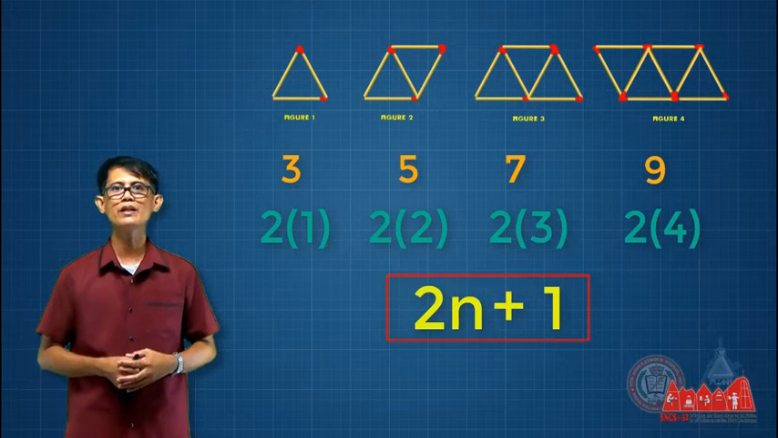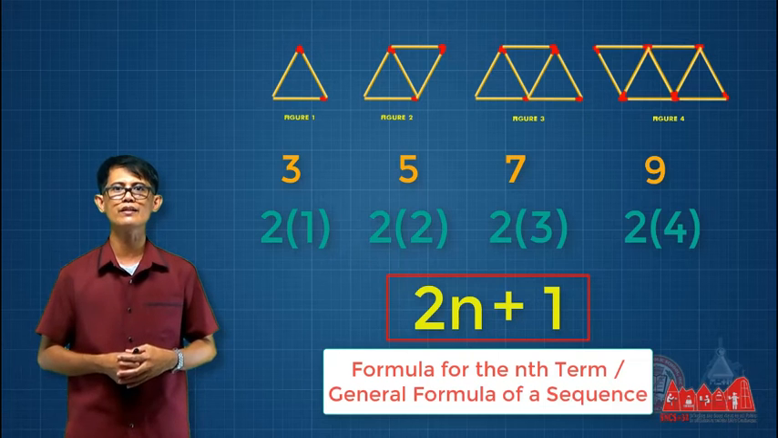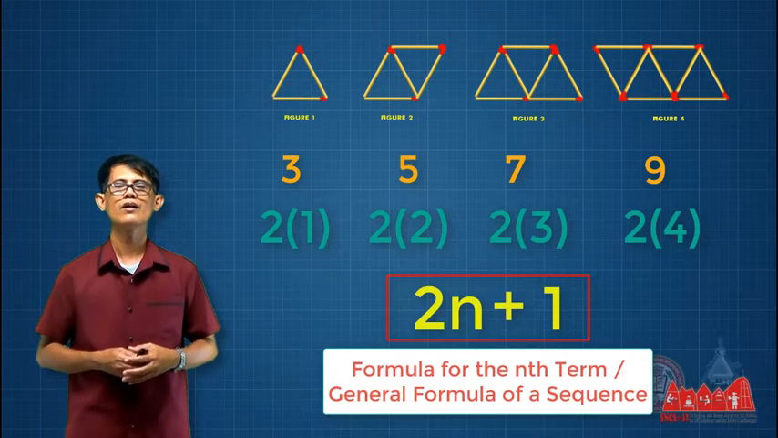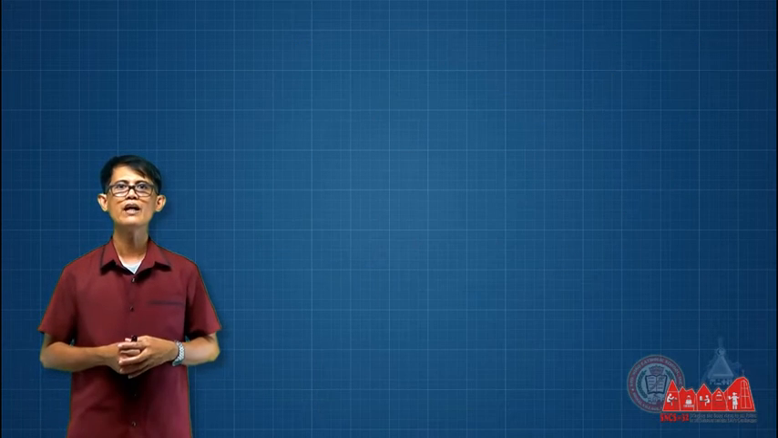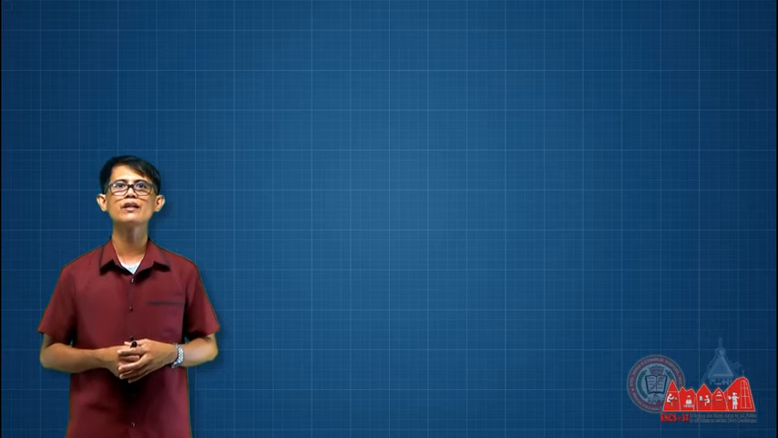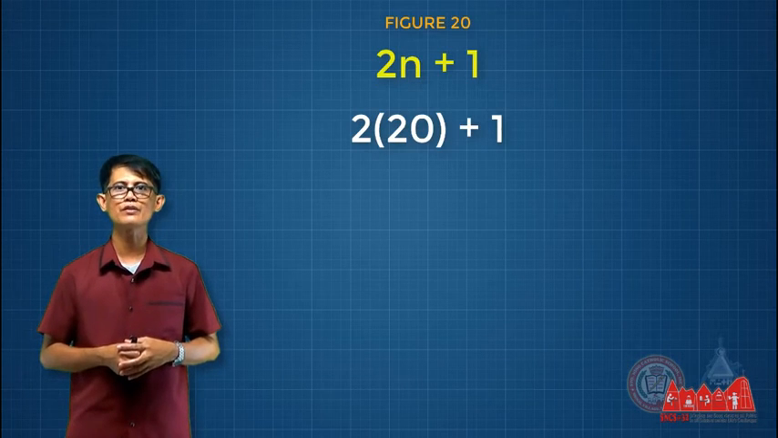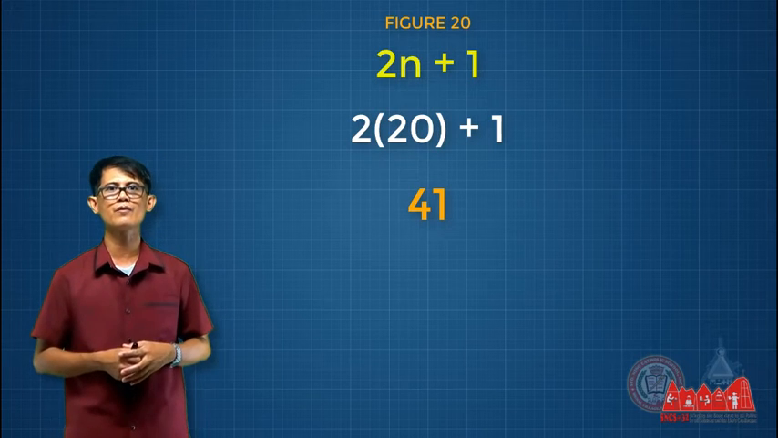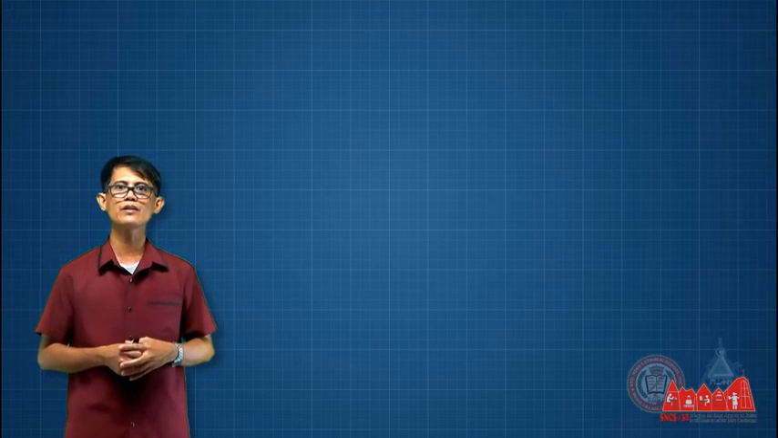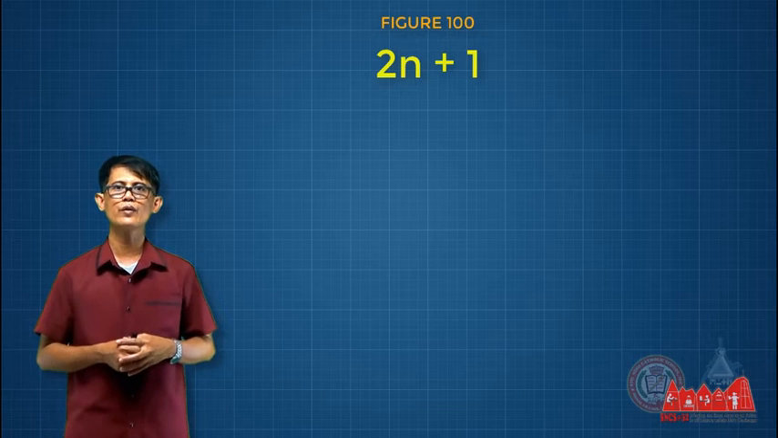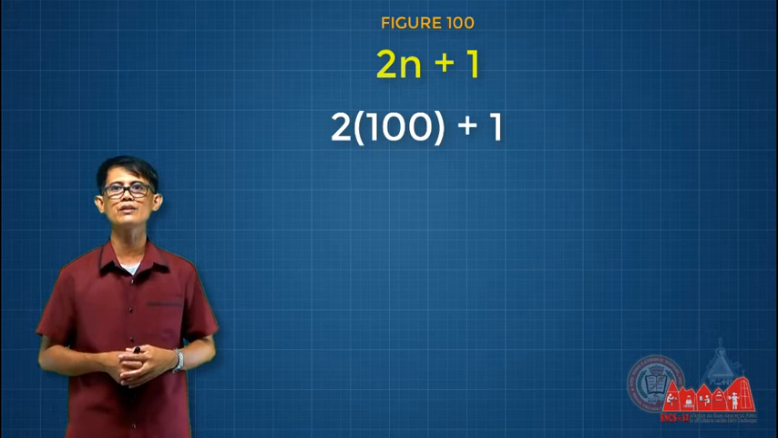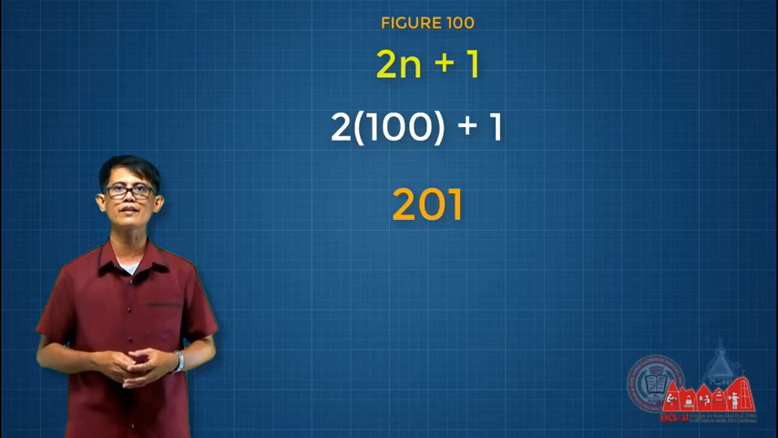We call this the formula for the nth term of a sequence or the general formula of a sequence. Now we can use the general formula to teleport to figure 20. So n is 20, 2 times 20 plus 1 is equal to 41 matchsticks. The same answer from our previous process. Let's try figure 100. N is 100, so 2 times 100 plus 1 is 201 matchsticks.